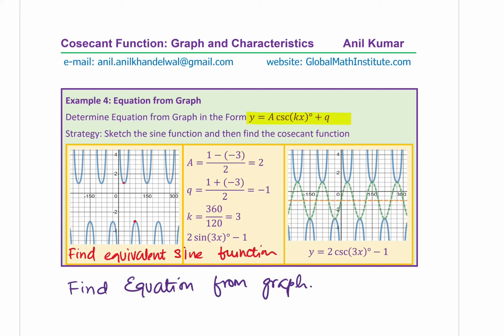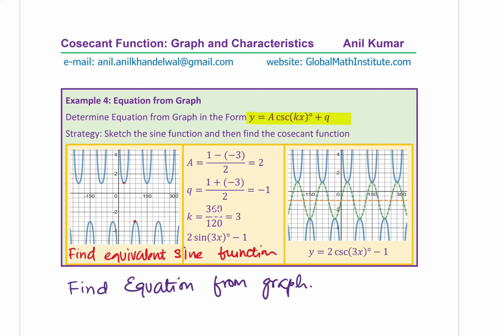Okay, so we'll find the amplitude using the formula which we have already discussed: maximum minus minimum divided by 2. We get an amplitude of 2 in this case. The average value: add them up and divide by 2. Minus 1 is the average value.